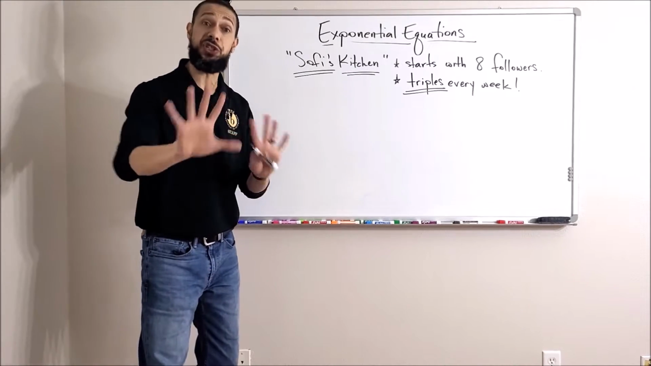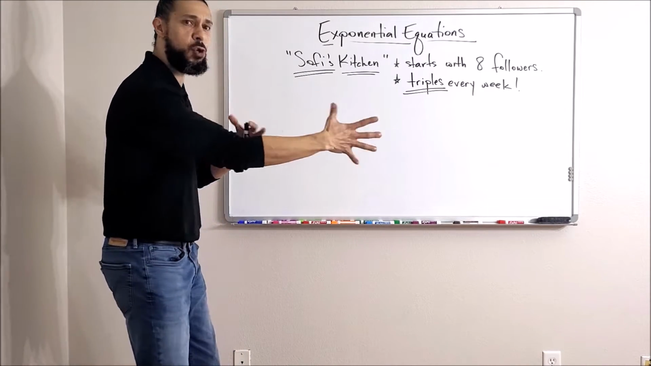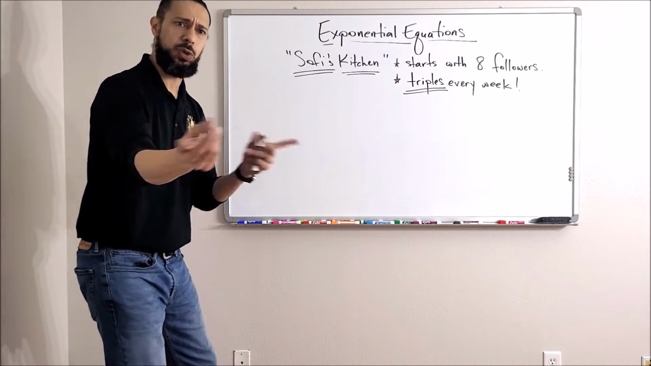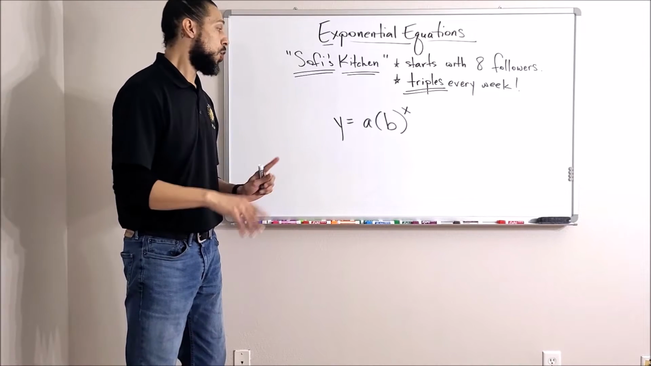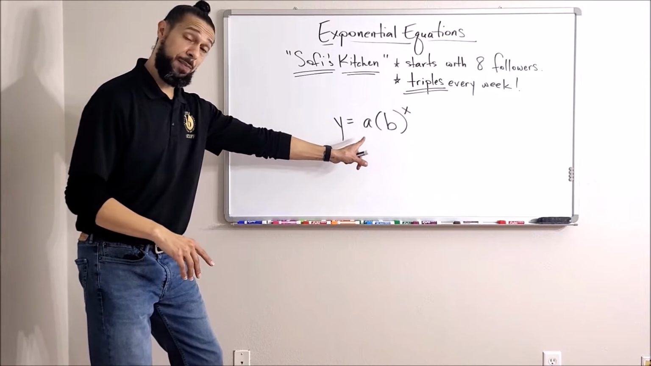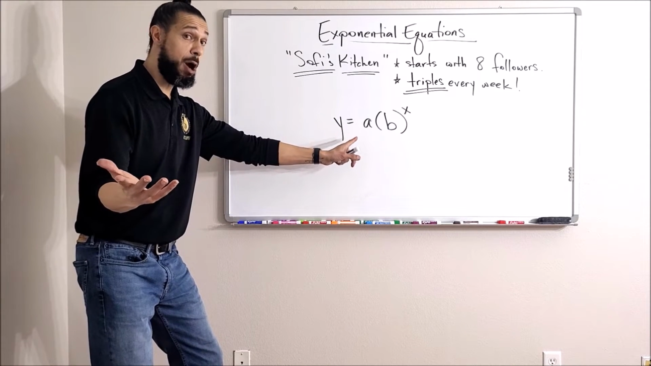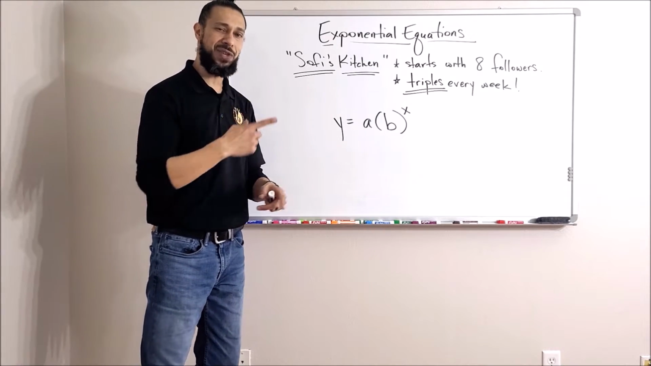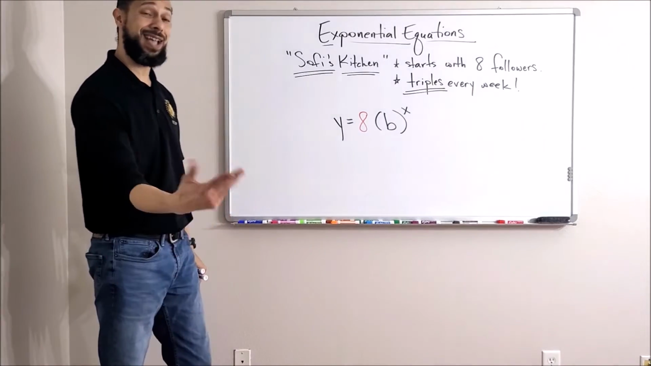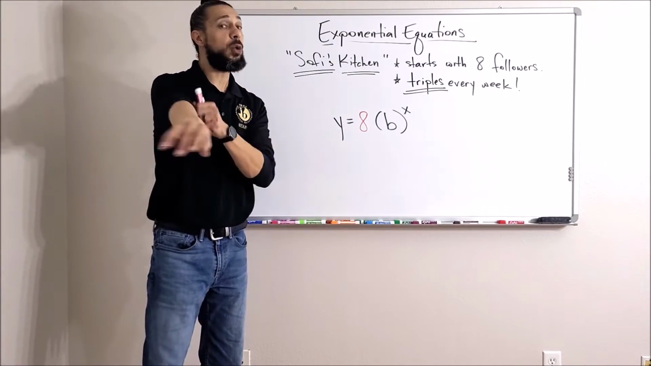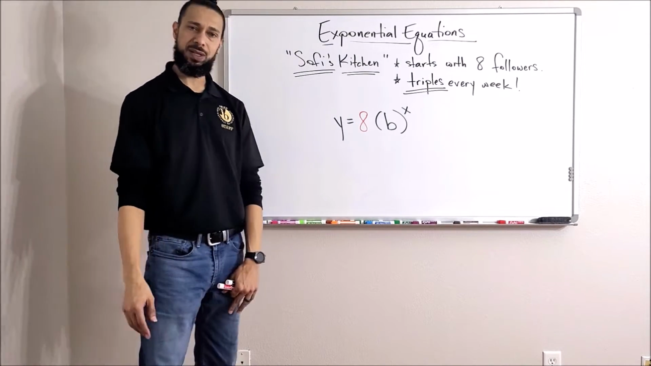Let's start with the general equation, the whole general a b to the x exponent. This one. Exactly right. You remember what this first number is? A. That's how many we started with. You remember how many followers Sophia started with? 8. Exactly right.